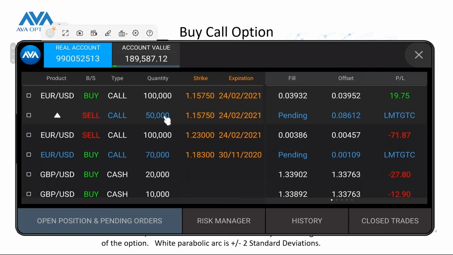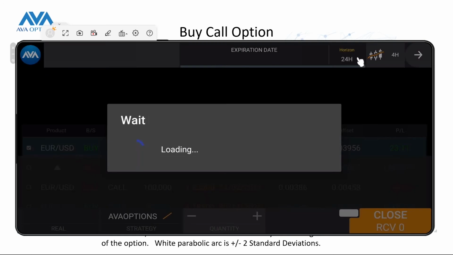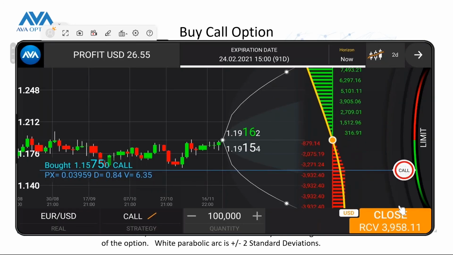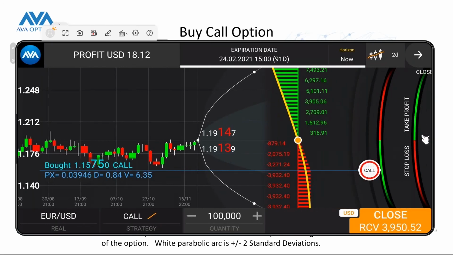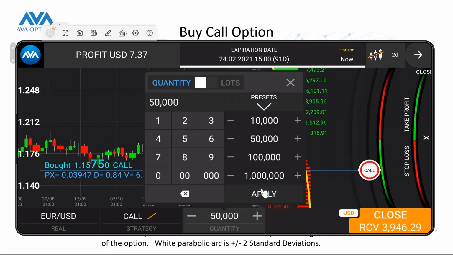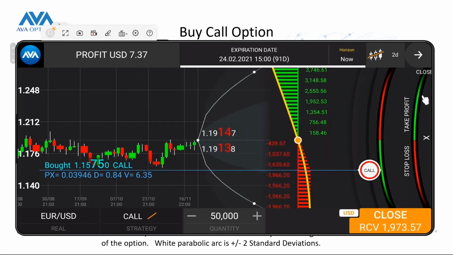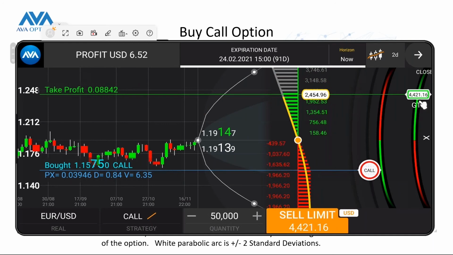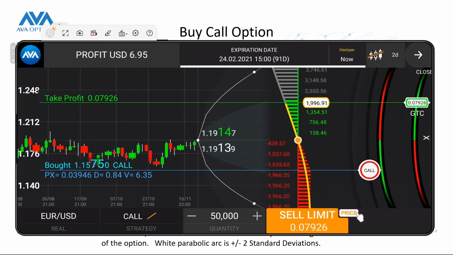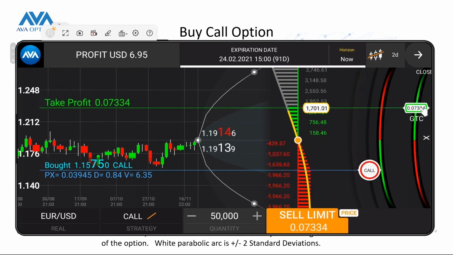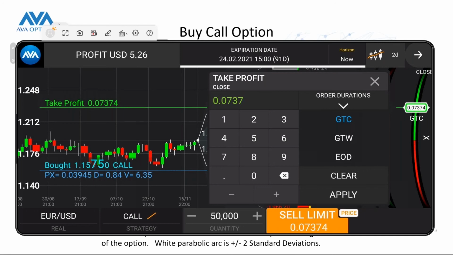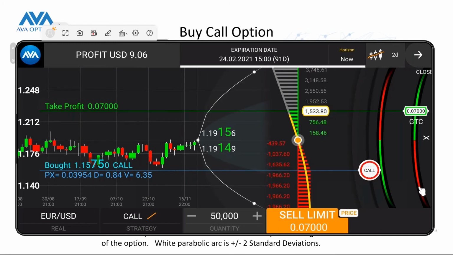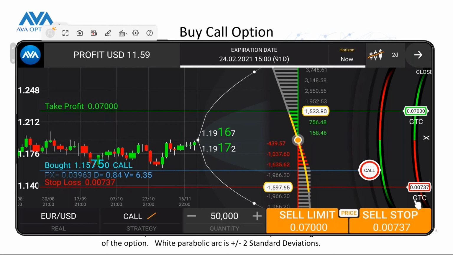So this is selling a call, and you can do partials. I can do another limit order on 50,000 more at a different price. Let's do it in here. I can only do another 50. Instead of in dollars, let's look at it in price. Let's put a limit order at 0.07. So it is correct. A limit at 0.07, and I'll put in a stop loss as well at 0.007.